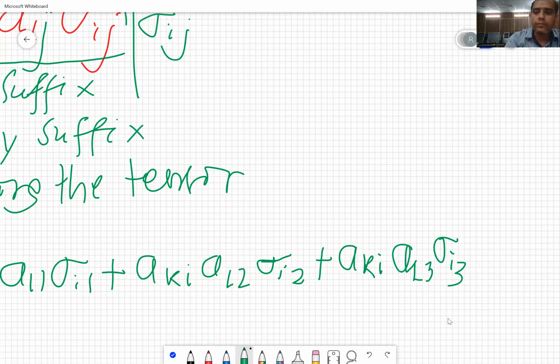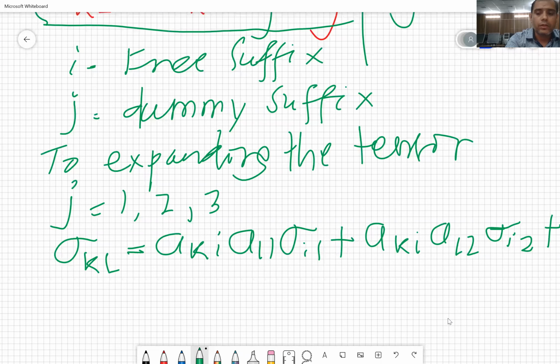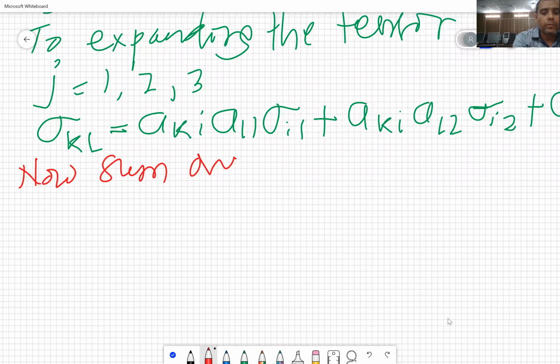Similarly, now summing over I is equal to 1, 2, 3. Now sum over I is equal to 1, 2, 3. Sum over I is equal to 1, 2, 3. Now similarly, we can just put the values of I, 1, 2, 3, in this above equation. In this above equation, we are putting this here.